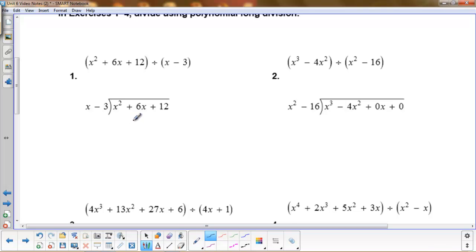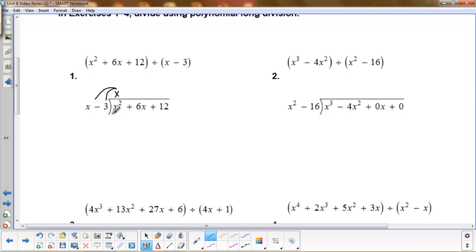Okay? So now I'm going to ask myself, what number times x equals x squared? That's another way of saying how many times does x go into x squared? Well, x times x equals x squared. On top of the x squared, I will put that answer. Now I'm going to multiply the x to the x and the 3. We're still multiplying by the outside factor. We're just not doing it once, we're doing it twice because there are 2 terms there.